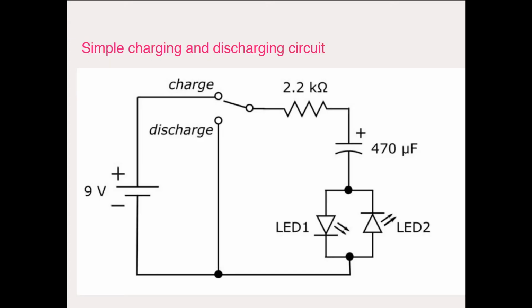Here's a simple charging and discharging circuit. As you can see, the switch indicates when the capacitor charges or discharges. In this case, one of the LEDs turns on if the capacitor is charging, and the other one turns on if it's discharging. Let me take a quick look at this to make sure I don't mess it up. Yes, LED 1 will turn on when the switch is in the position shown now, but if you flip the switch to the discharge side, the current will flow the other way through the circuit, and LED 2 will light up and LED 1 will go off.